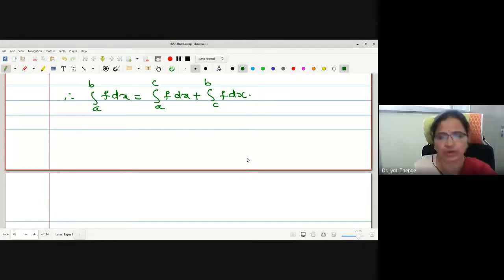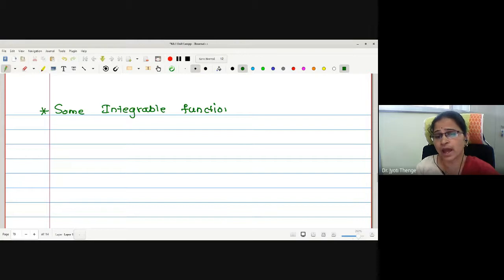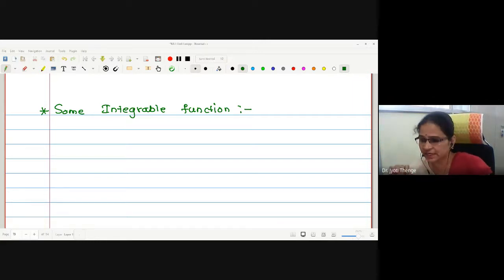No, ma'am. Okay, now we will go for some properties of the integrable functions. For the heading I am giving some integrable functions. Okay, under this heading we are going to first prove an important theorem that every continuous function is integrable. Every continuous function defined on a closed interval is bounded, that we know. And for that bounded function it must be integrable. This is what our first theorem to prove is.